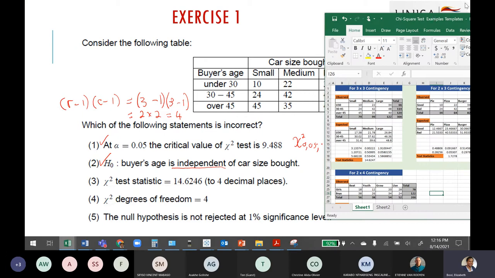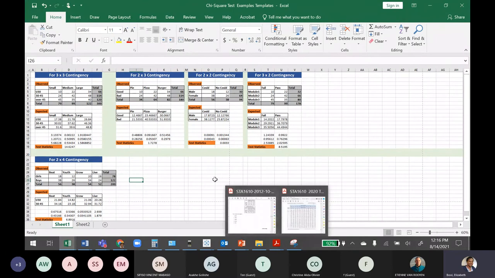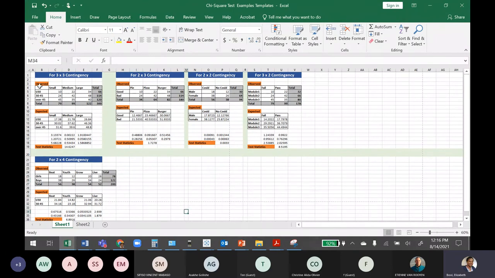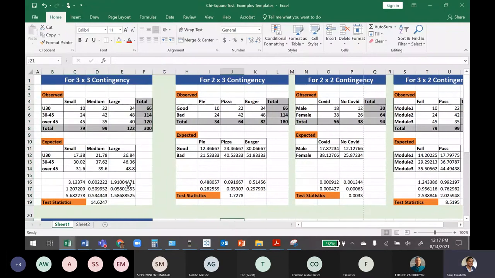using our Excel sheet, whichever one you prefer to use, the one that Alistair shared or this one. If you look at the first example that we did, I had already populated the answer for that one, which is a 3x3 contingency table. We calculated the values. So this way, our observed values, and then we calculated the expected values by using the formula: your row total times your column total divided by the grand total for all of them.